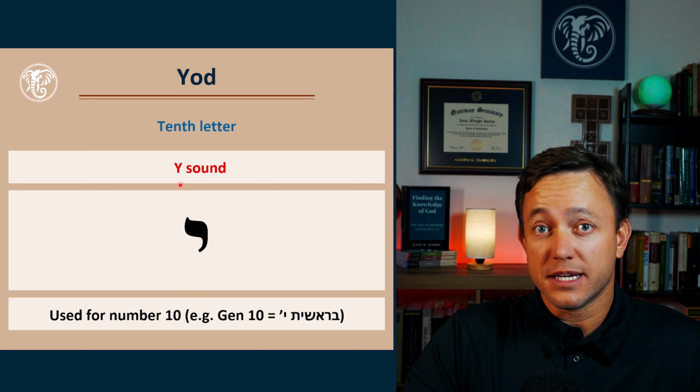Also, we can just mention here that the letter Yod would have represented the number 10, especially in later Hebrew. So, for instance, Genesis 10 would have been Bereshit Yod, Genesis 10.